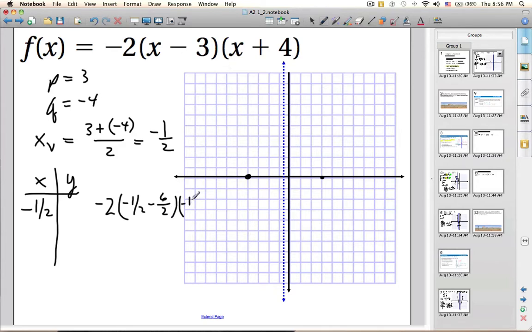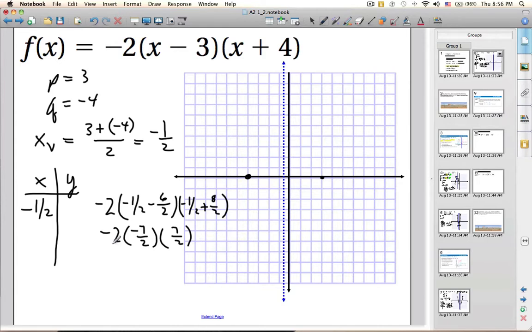And I'll have -1/2 plus 4, which would be 8/2. Okay, so I went ahead and made common denominators. And out here, my -2 is going to ride along. So -2 times -1/2 minus 6/2, right? So that's -7/2. -1/2 plus 8/2 is 7/2.